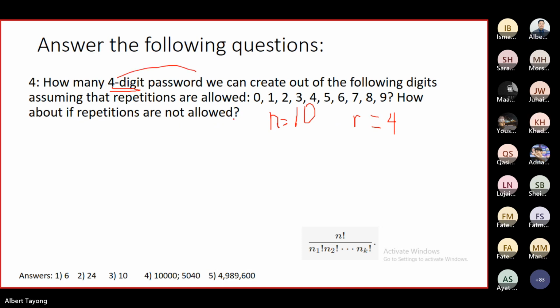Password, PIN, okay, your ID number, all of these are permutations with repetition, sorry. The formula is n raised to the power of r. This is permutation with repetition.